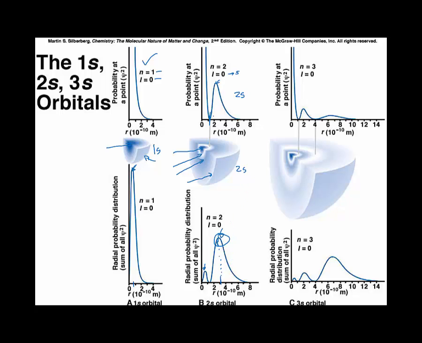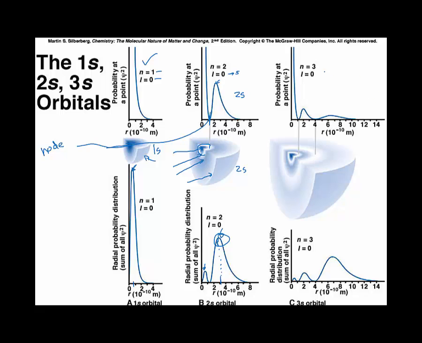Now this region of zero probability is kind of a weird thing, and it has a special name. We call regions of zero probability nodes. So a node is just a region, an area in an orbital where the probability is exactly zero. You'll notice that the 2s orbital has one node, and that node is spherical in shape, right? So it would be a little sphere of zero probability right here in the middle of this sphere. That's the reason that we've chopped this sphere up for you so that you could see the nodes a little bit.